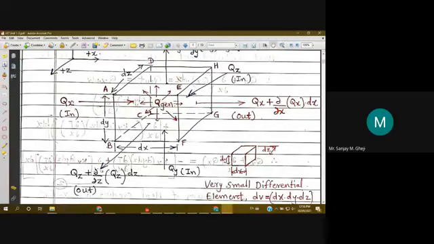Now, suffix x indicates heat transfer in the x direction. So this is the incoming heat, and the outgoing heat is given in mathematical form like this: Qx plus ∂/∂x of Qx times dx. As we are using the differential form of the equation, we have to add this differential change.